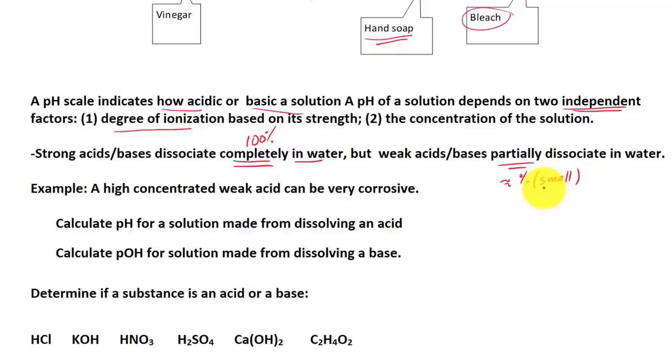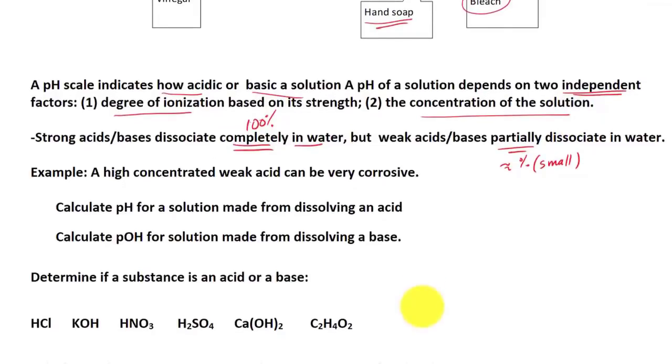Now let's look at the second factor, the concentration of the solution. That means how many moles are in that specific volume of solution. So how is that important? Well, we just mentioned weak and strong acids, right? And this part is extremely important. Even if you have a weak acid, if you have a lot of it, it will become as corrosive or as toxic as a strong acid that is diluted in very large volumes of water.